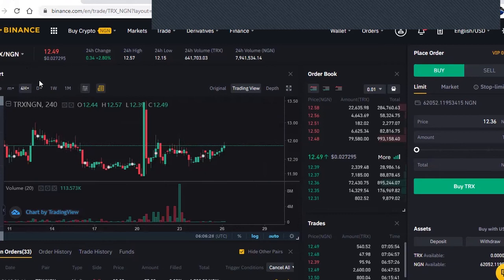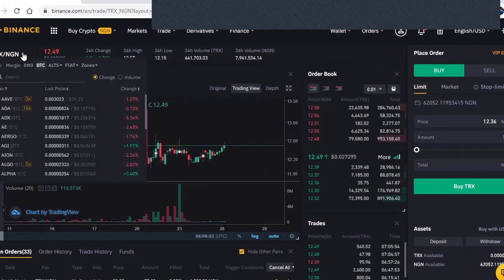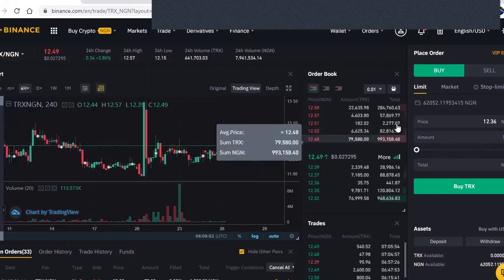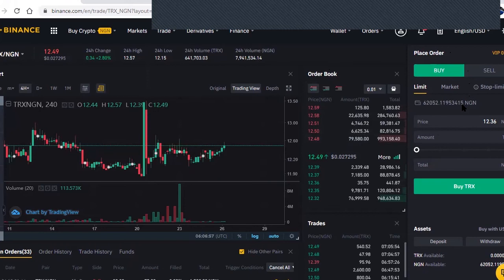We'll be able to touch on the market pair, where you can search for the pair that you want to trade on, either you want to buy or sell. This is the market pair box. This is your order book, the order box where you place an order either to sell or to buy. This is the sell, this is the buy. Let's look at the limit.